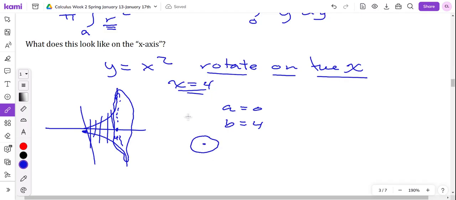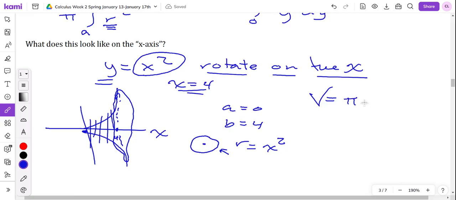And the circle has a radius from the center to the outside, and that radius is x squared. Because I'm on the x-axis, I solve for y, and I'm in terms of x squared. So I've got a is 0, b is 4, and the radius is the function on the outside, which is x squared. So then I know that the volume is equal to pi, from 0 to 4 of x squared dx.